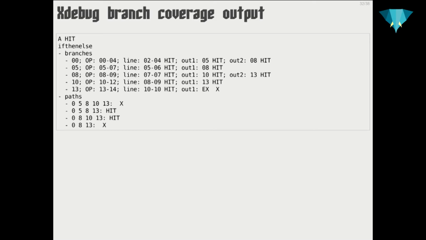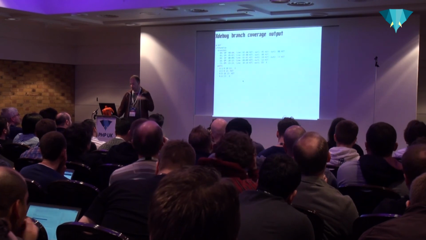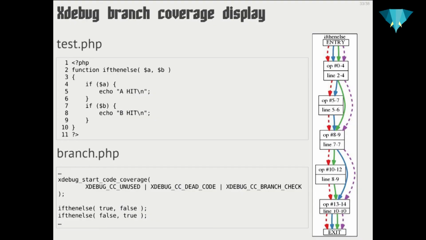Anyway, the output that Xdebug will provide you then is, oh, this looks very familiar, right? It looks like the paths and the branches from VLD. But the interesting thing about this is that it actually tells you whether the branch and the paths have been hit. This X1 with an X in there is a bug in this output, so don't worry about it. And it shows you that the X means not being hit, and the two hits are the paths that are being hit. So let's look at how this looks in a graph.